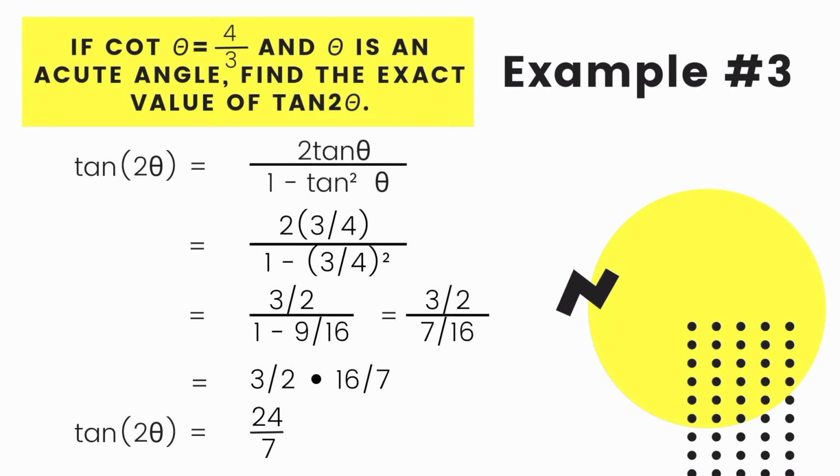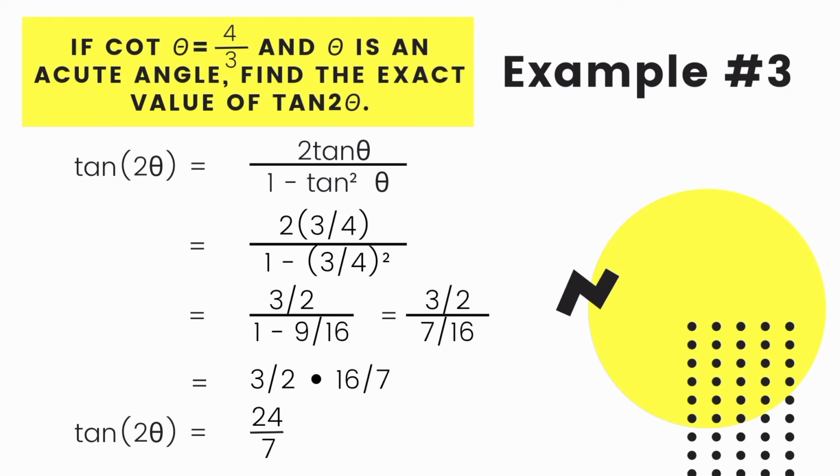We're going to substitute it. It would be 2 times 3 over 4 divided by 1 minus 3 over 4 squared. 2 times 3 over 4 is 3 over 2. And 3 over 4 squared is 9 over 16. Then we're going to solve it. So copy 3 over 2 and then subtract 1 minus 9 over 16. So 1 minus 9 over 16 is 7 over 16.